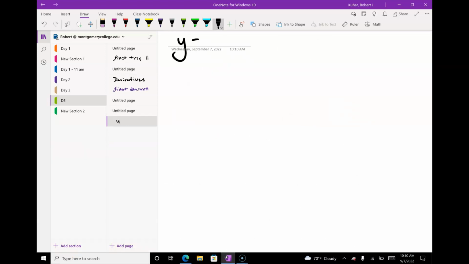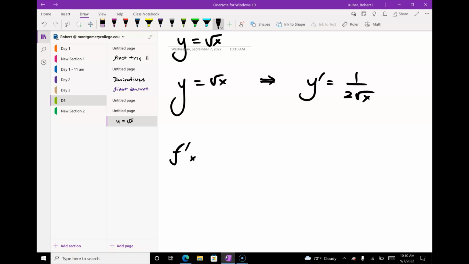Let's say y is square root of x. Anybody have it already? So if y is square root of x, anybody know this one? Yes, good. So 1 over 2 square roots of x. Here we go, f prime of x, yes?